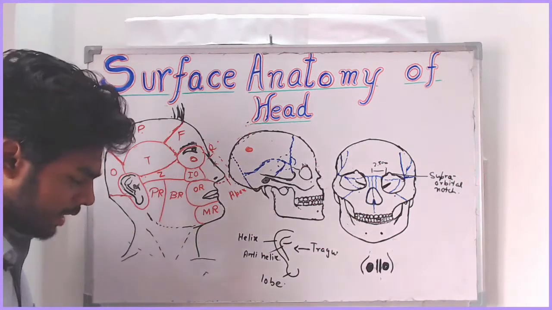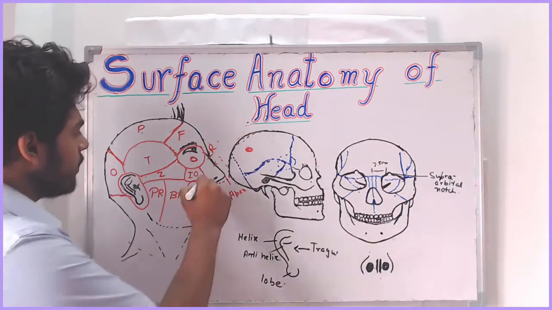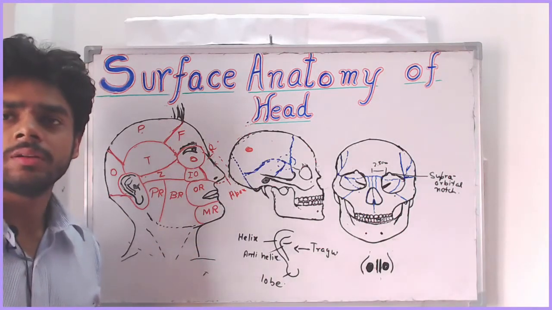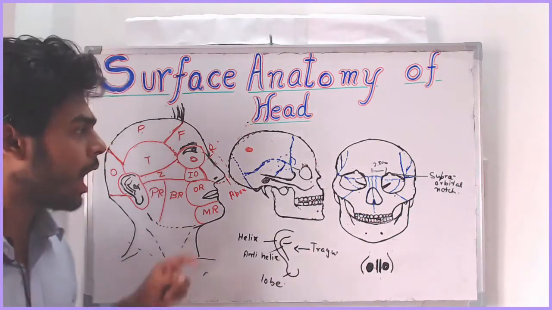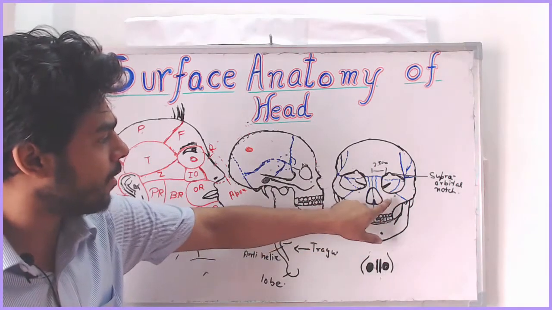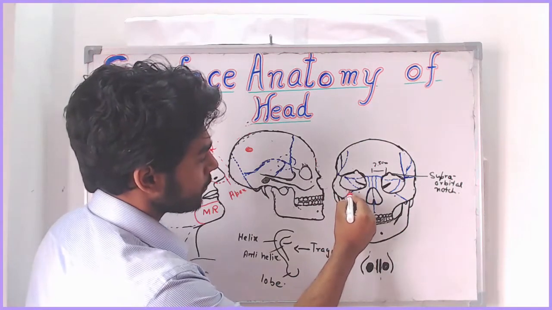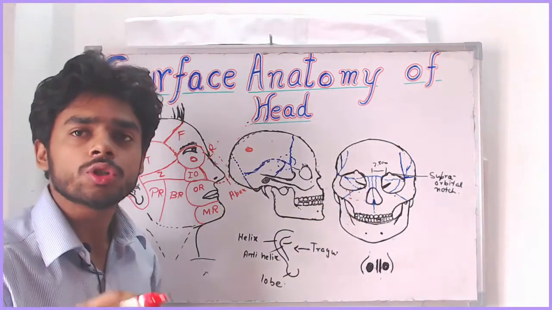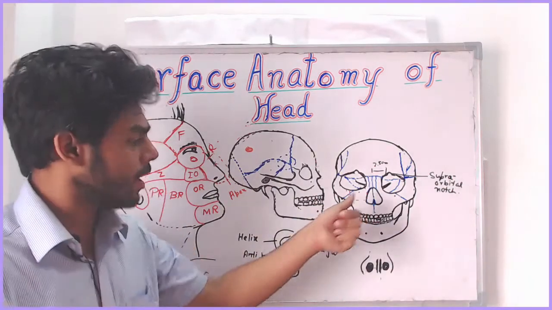Then we have the infraorbital region. The name infraorbital signifies that it is the region below the orbital region. It corresponds to the upper part of the anterior surface of the maxilla. See, this is the maxilla. There are two maxillary bones, one and two. And this region is the infraorbital region, which corresponds to the upper part of the anterior surface of the maxilla.